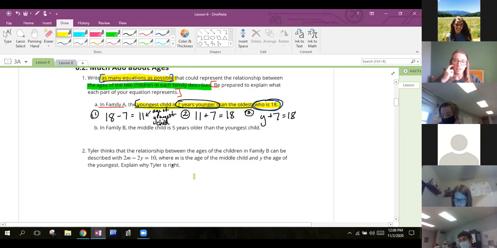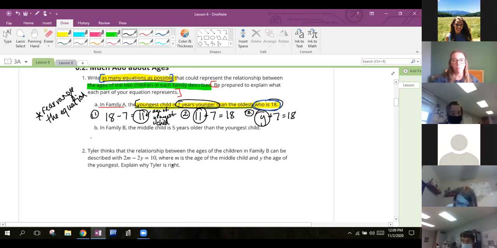Okay, good. So what you just did was we found all of these different equations that are going to end up giving us the same solution. Each time we solve it, it's going to tell us that the age of the youngest child is 11. All we did was rearrange the equation.